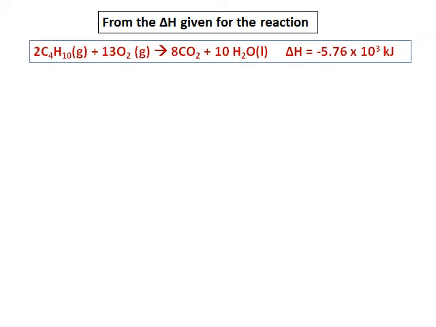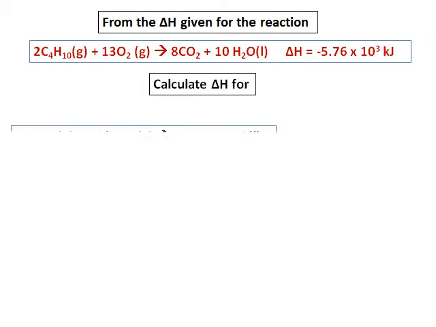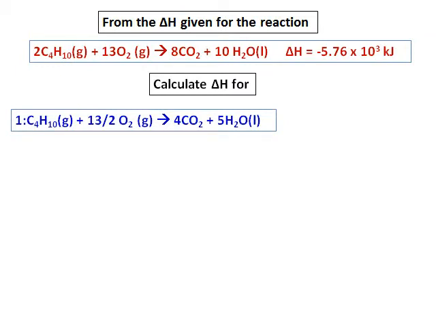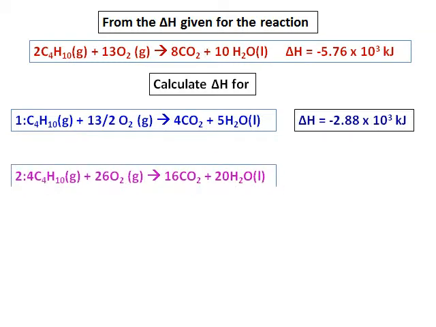For the given reaction, the delta H is given. You are asked to calculate delta H for another reaction. If I compare the two reactions, the first one is C8H18... C4H10, 13 oxygen giving you 8 carbon dioxide and 10 water. The second equation, if I compare it with the first one, you will see that it is divided by 2. So if the equation is divided by 2, delta H should also be divided by 2. Therefore, delta H for this reaction will be negative 2.88 times 10 to the power of 3 kilojoules.